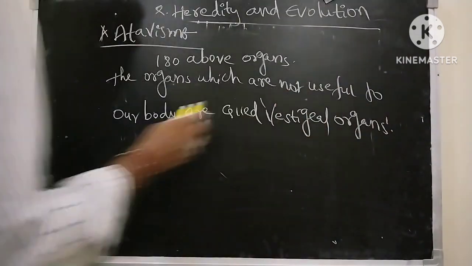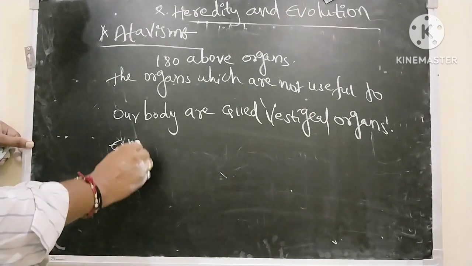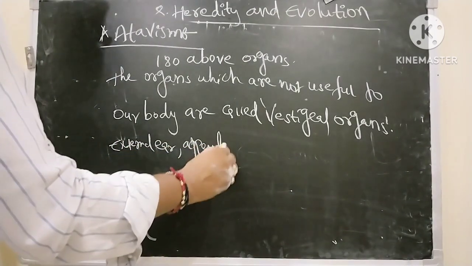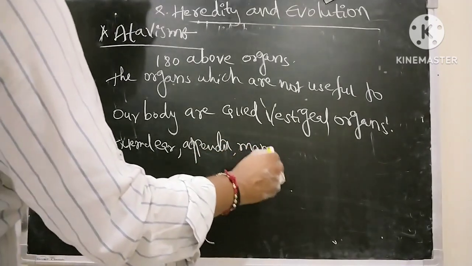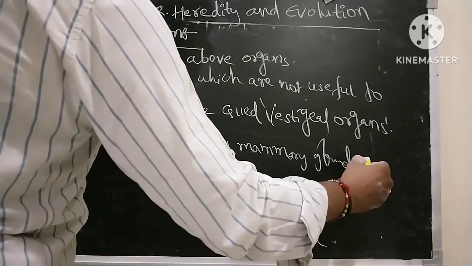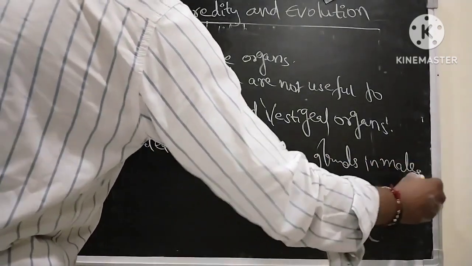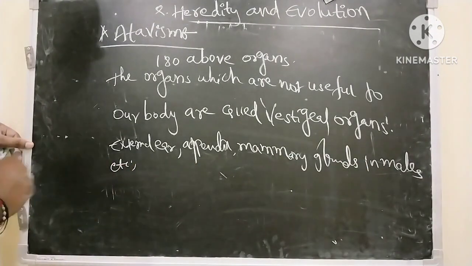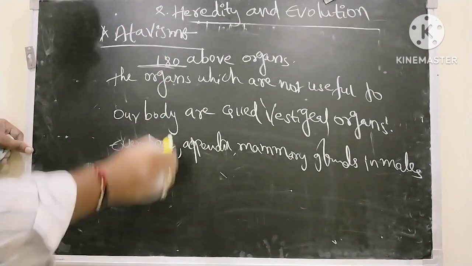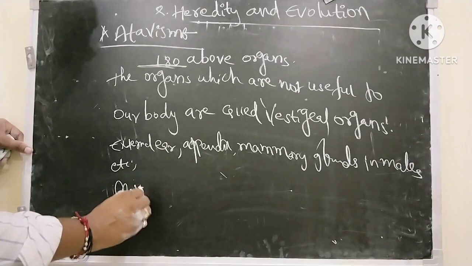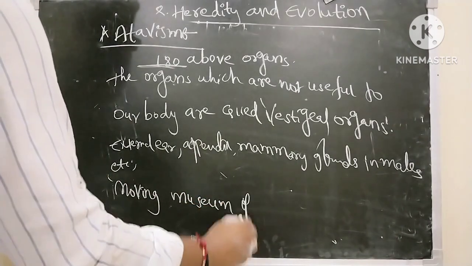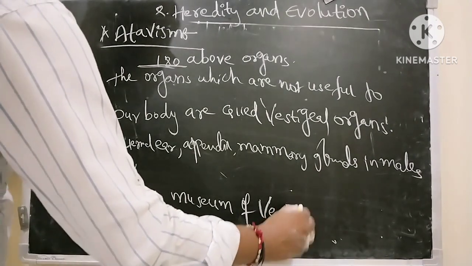These are the external ear, appendix, and next, mammary glands in males. All these are vestigial organs, and so on. Nearly 180 or more are there. That is why human beings are called a moving museum of vestigial organs.